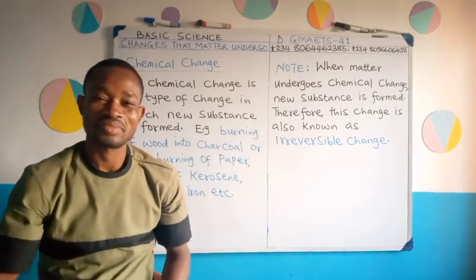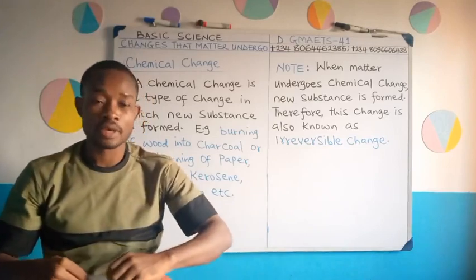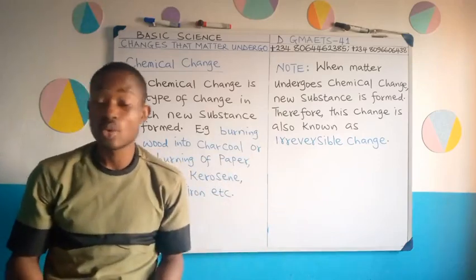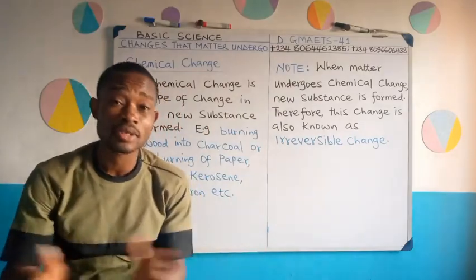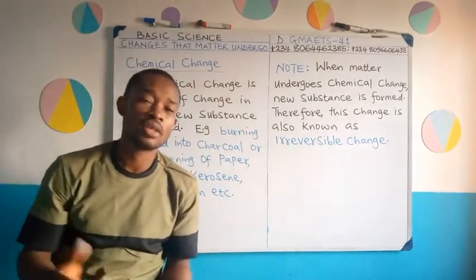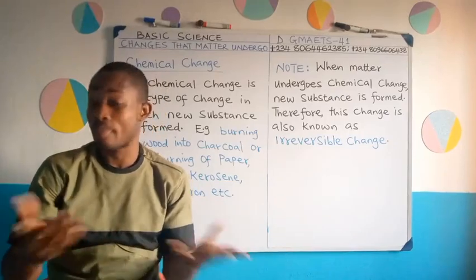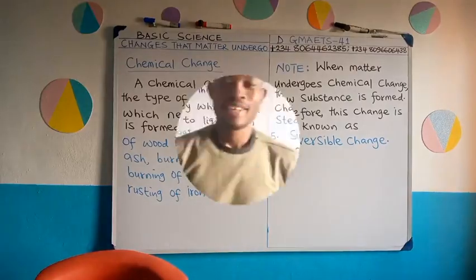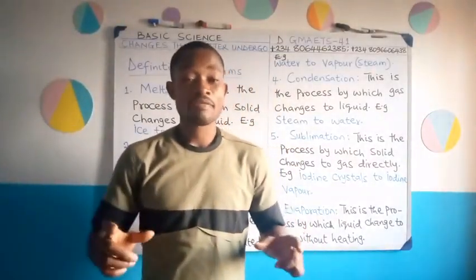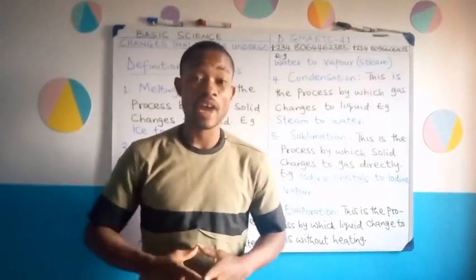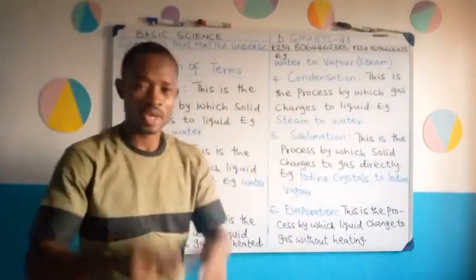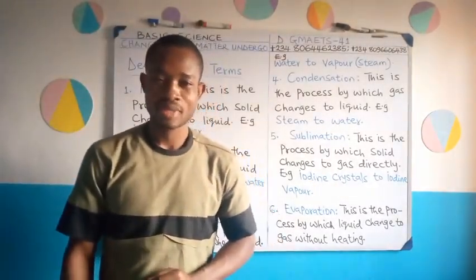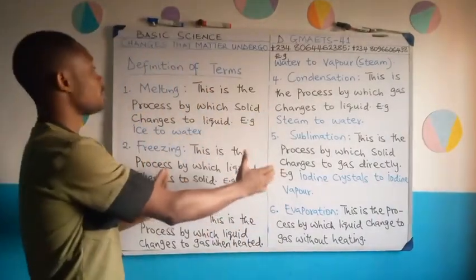Chemical change. Now we are going to define some words, some terms that we used when we were talking about physical change. Something like melting, freezing, condensation, evaporation, and vaporization. Let us define them, know their meaning. In this video, we have some terms we are going to define, especially the words I used when I was explaining what physical change is. So the words we're going to define, we have them on the board.